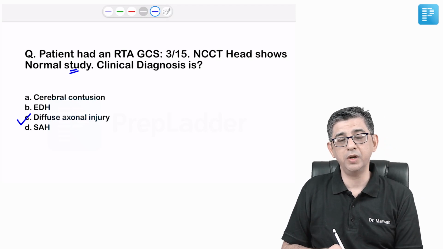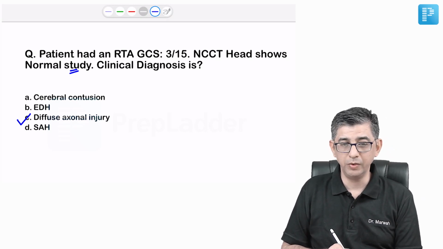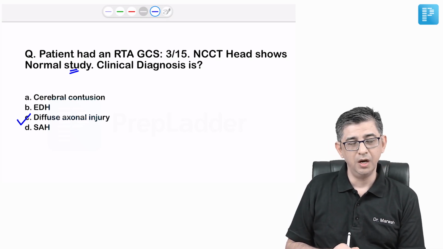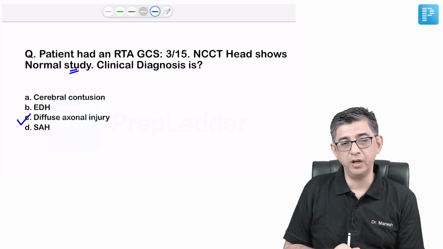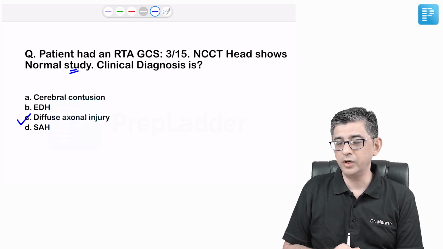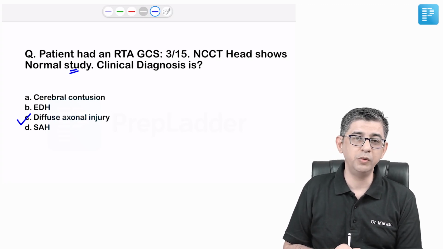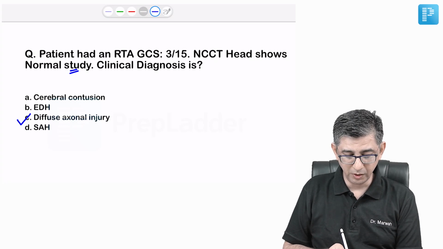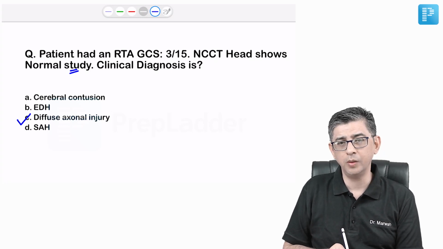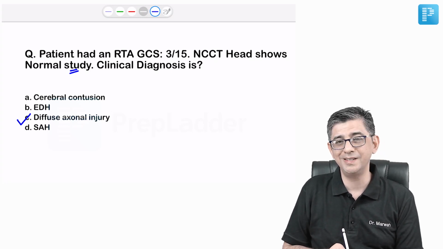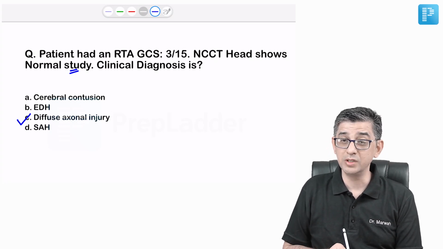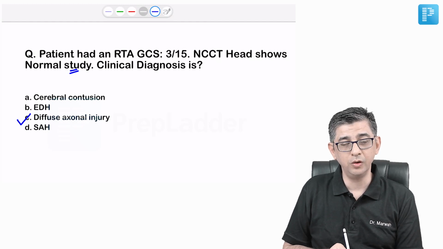Otherwise, all others would be having very classical manifestations like blood in the sylvian fissure for SAH, biconvex lenticular hyperdensity for EDH, or like IDLI, etc. And cerebral contusion, again, you would be still able to pick up hyperdensities, but option number C, CT can be normal, or they might be punctate hyperdensities at the interface of the gray and the white matter, but because these would be very small, CT can look normal also.